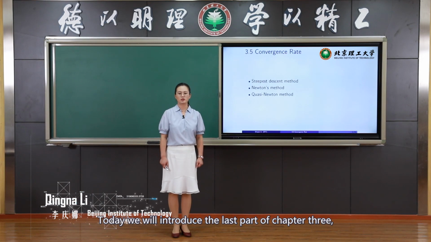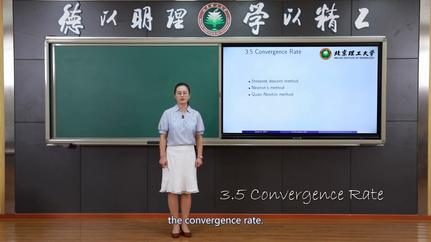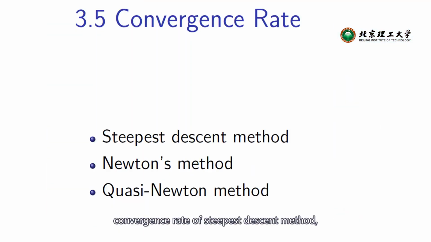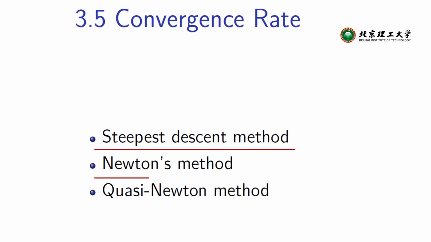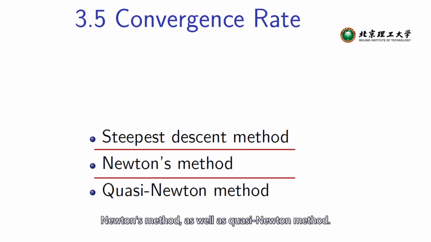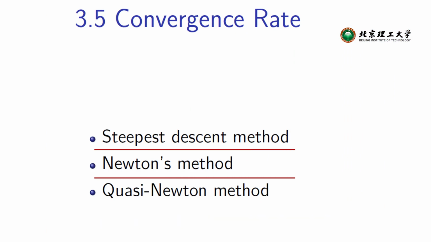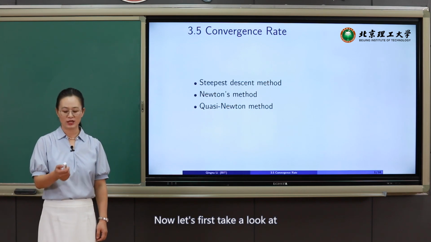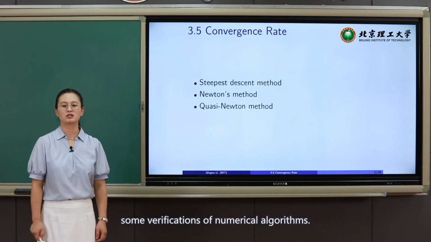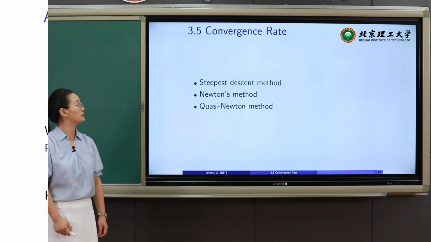Today we will introduce the last part of Chapter 3, the convergence rate. We will mainly focus on the convergence rate of steepest descent method, Newton's method, as well as quasi-Newton methods. Now let's first take a look at some verifications of numerical algorithms.